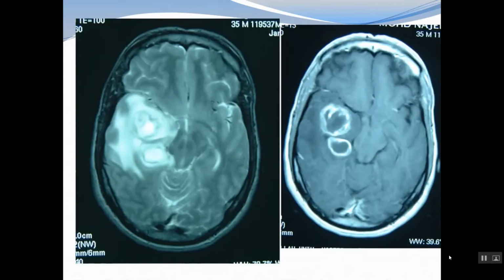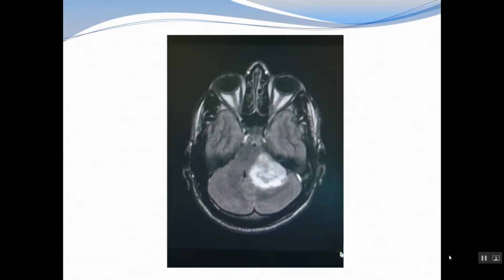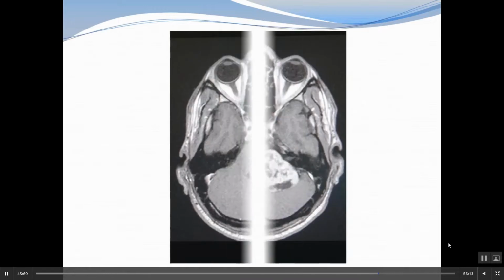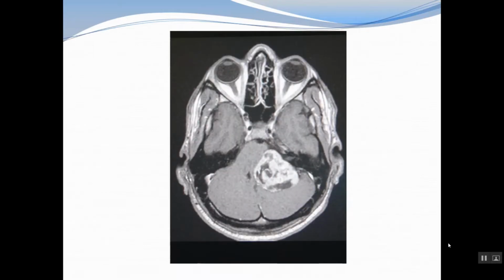Another case of multiple cystic lesions with ring enhancement seen on T2 and post contrast T1. This is a case of metastasis. This is a left cerebellar hyperintense signal space occupying lesion. This is T1 after gadolinium, showing heterogeneous contrast enhancement in the left cerebellum.